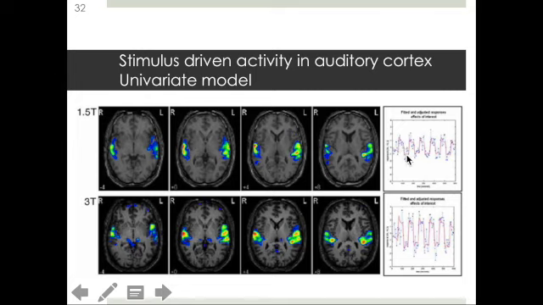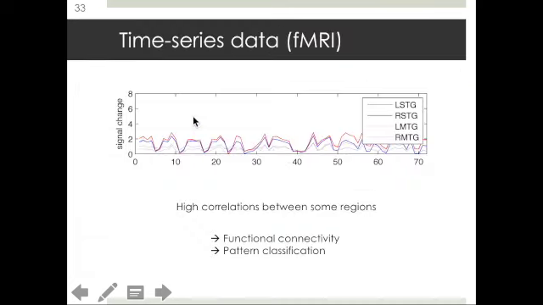Now, another way to look at this data is to isolate each voxel and look at its time series, right? So these are changes in activity over time. Each of these is a different region of the brain, right?